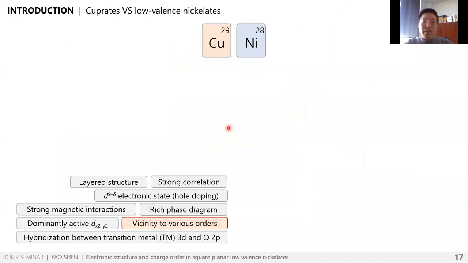So our conclusions indicate that there is still strong hybridization between the nickel and the oxygen in low valence nickelates. And that can explain the strong exchange interactions in these materials. And so there is another question left, which is whether there are other kinds of orders or symmetry breakings near the superconducting dome.